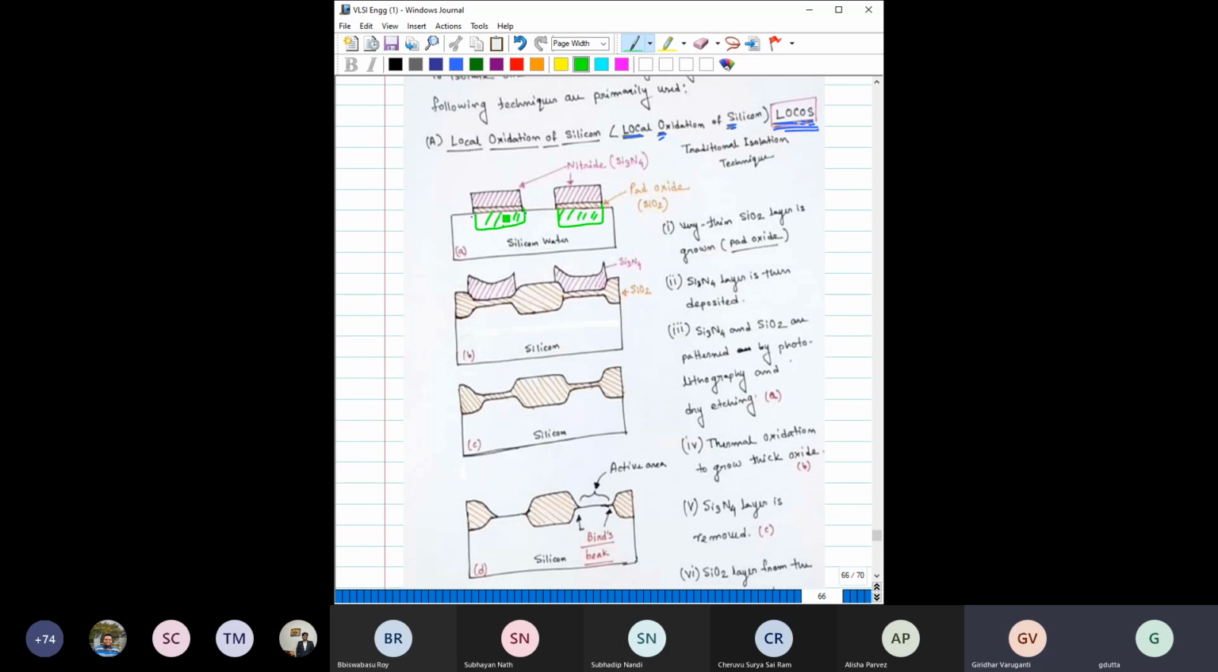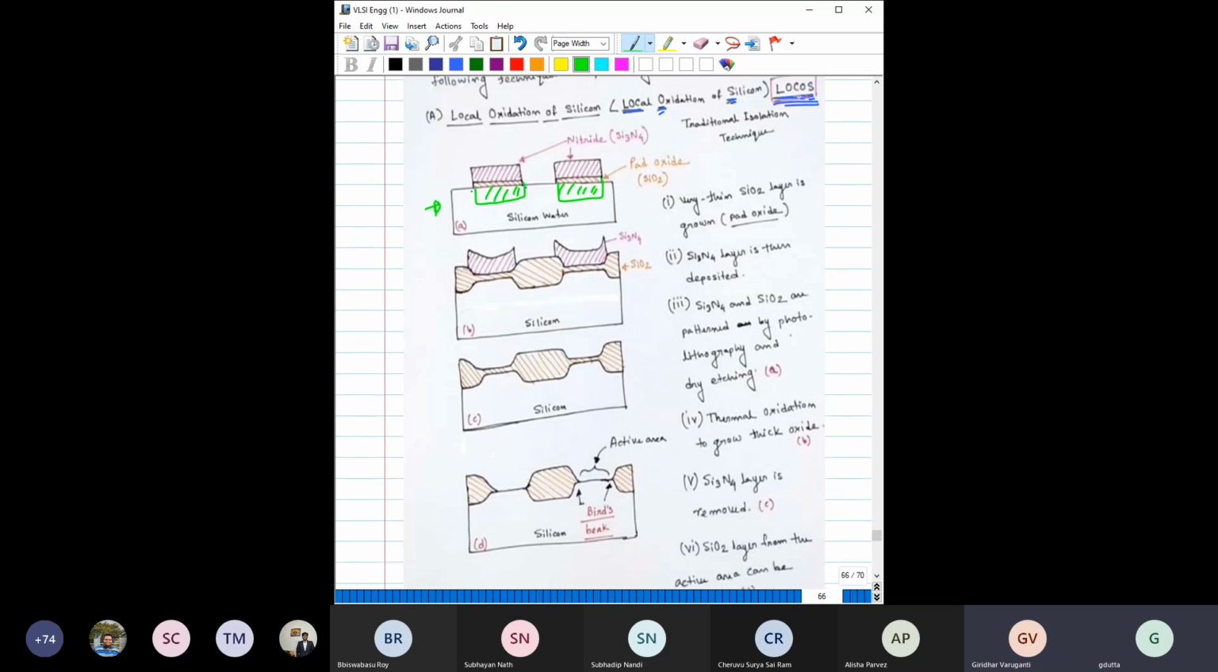You cover these two regions with pad oxide, which is silicon dioxide, and silicon nitride. Previously the silicon dioxide and silicon nitride were on the total surface. Then you do lithography and pattern it. Before that, you have taken silicon, made a pad oxide, then deposited silicon nitride, then patterned it so that the output looks something like this. In this region you have silicon dioxide, but it is covered with silicon nitride. Then you do further oxidation.